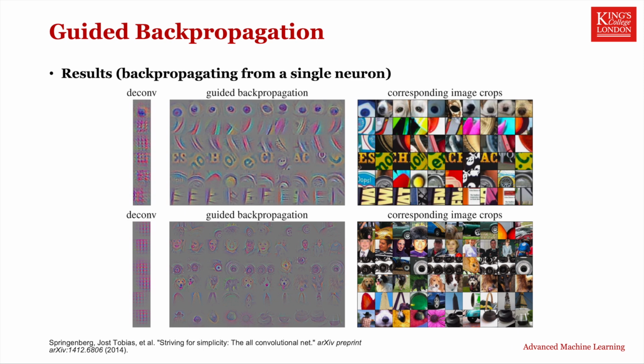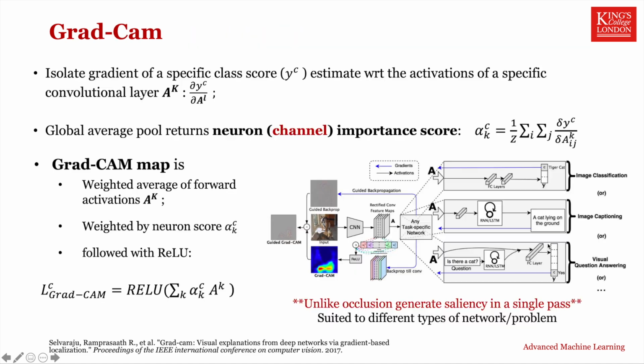But the main point they were trying to make in the paper was actually to argue for the use of strided convolutions within what they call an all-convolutional net. And so this is just the point that they wanted to make.